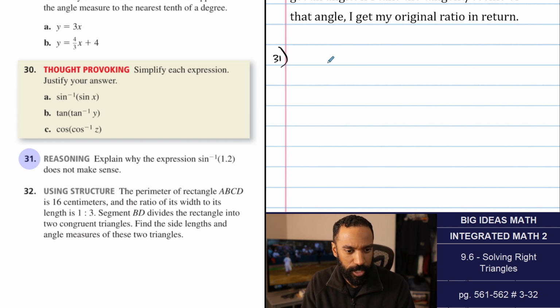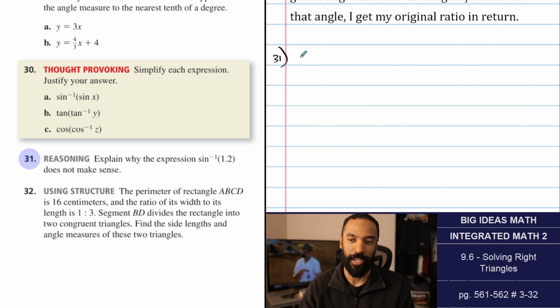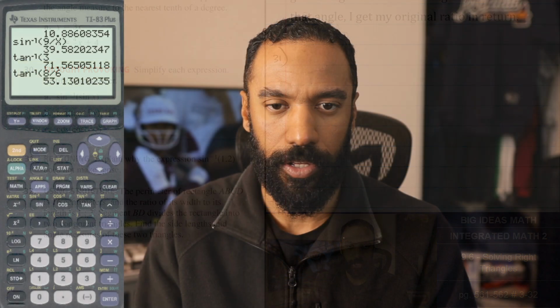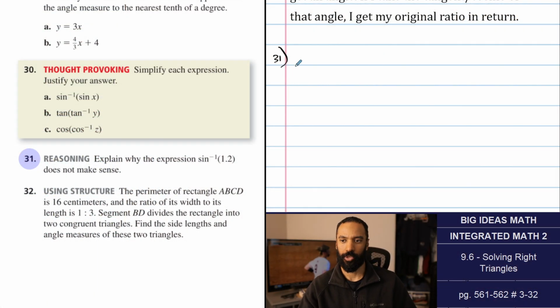Reasoning. Explain why the expression inverse sine of 1.2 does not make sense. This was one I wanted to bring up in 9.5, but now I see what's popping up. This is a really good question. Let's go to the graphing calculator and try that. Inverse sine of 1.2. Error domain. Why doesn't this work? I want you to imagine where this would exist. So inverse sine of 1.2.